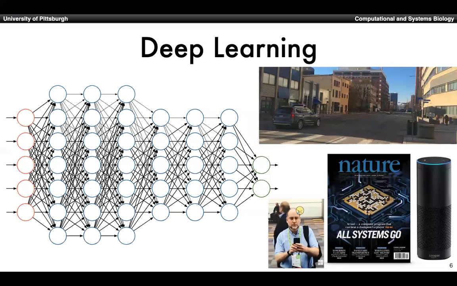In particular, we're looking at deep learning, which is a neural network with multiple layers. And deep learning has been very successful in a number of domains, from self-driving cars to speech recognition to playing Go, and to identifying emotion from an image.